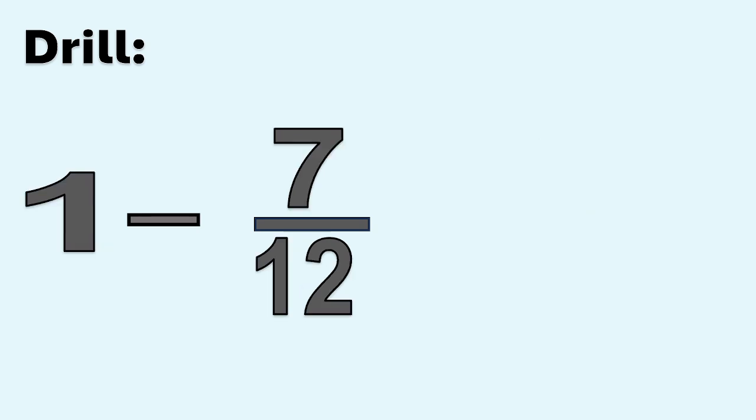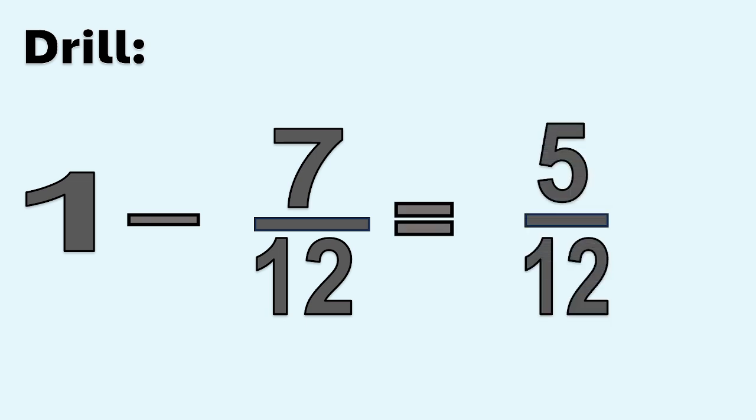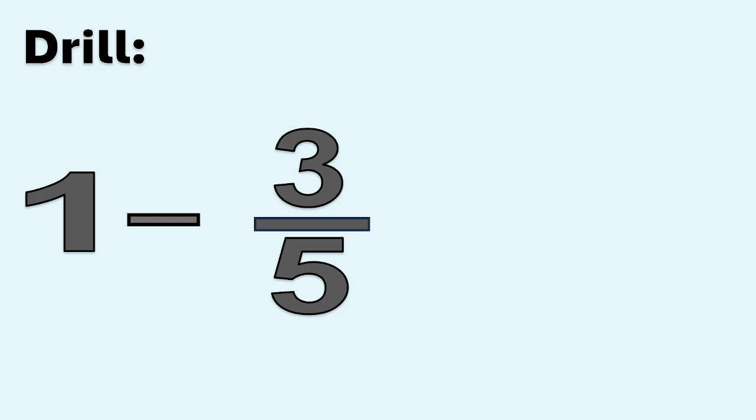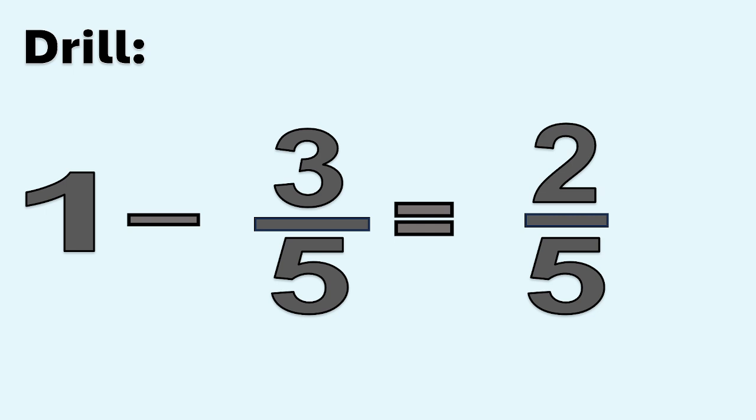1 minus 7/12. So the answer is 5/12. 1 minus 3/5. So the answer is 2/5.